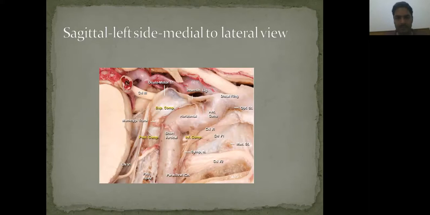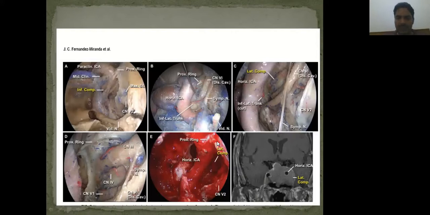This is the dissection showing the horizontal carotid artery. This is the anterior genu, and this is the lateral compartment. The lateral compartment, in cases without any pathology, is almost constricted. You don't really have a space there. And that is probably why Parkinson didn't mention a lateral compartment. But if we have a pathology like a pituitary adenoma, this virtual space gets expanded, and this is a potential space to work and remove the tumor from an endonasal approach.